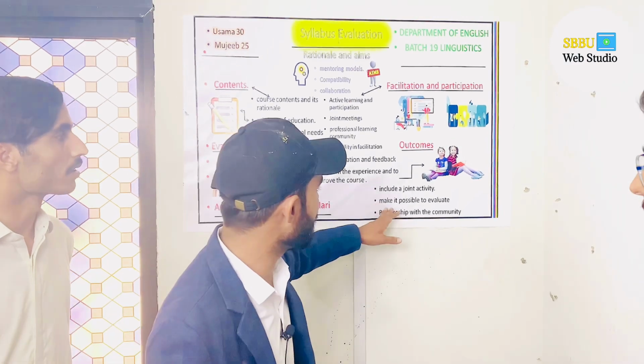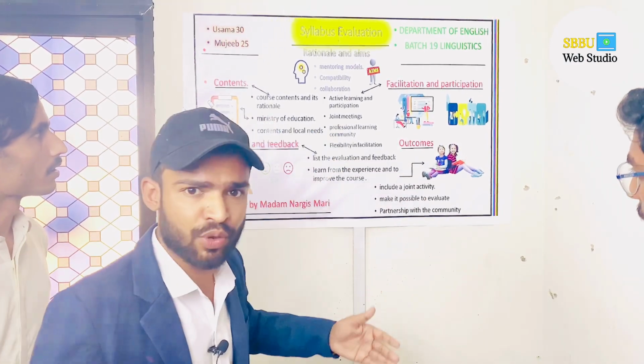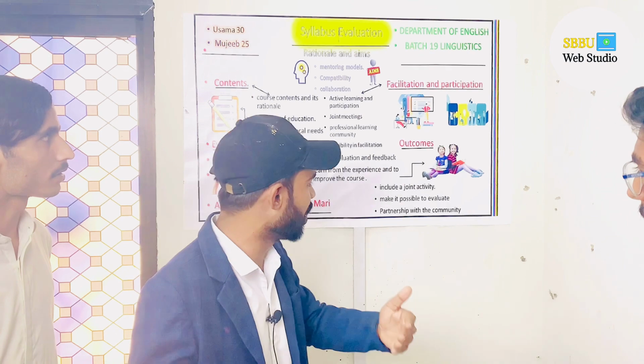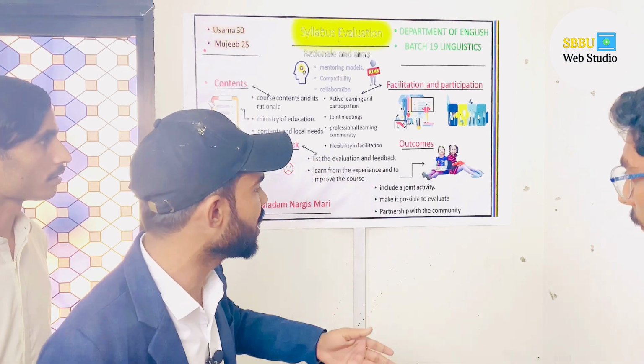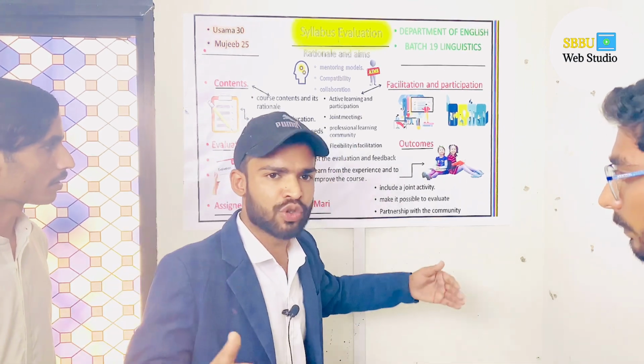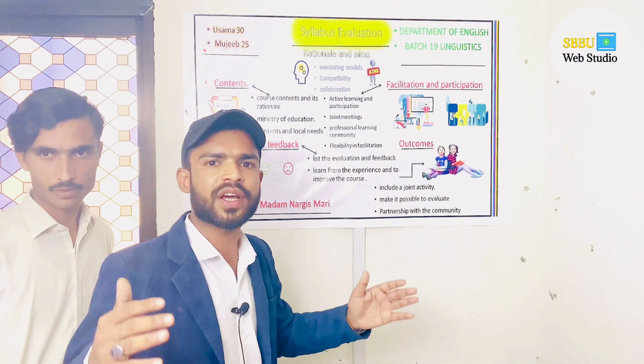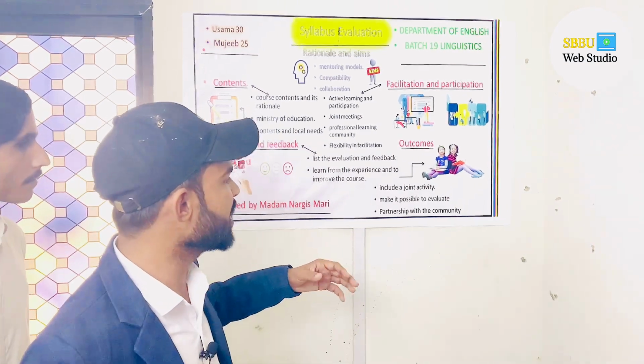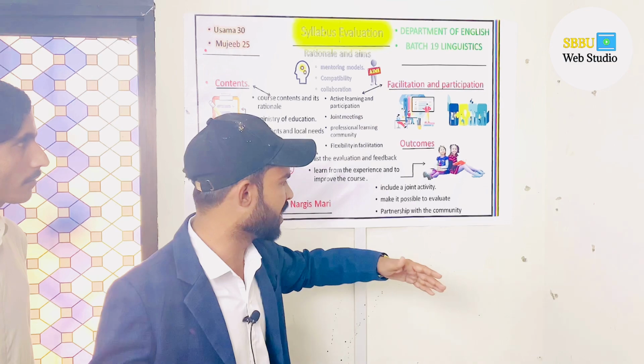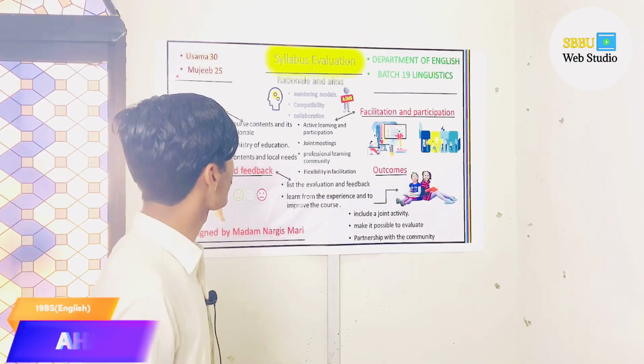So here is the point. Include the joint activity. Do assignments that include a joint activity. Make it possible to evaluate in partnership with the communities. You know that there are faculty members who meet with each other, making some design for the syllabus and other things. Then rationale and aims.